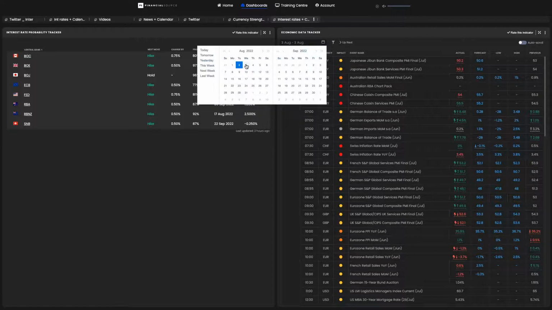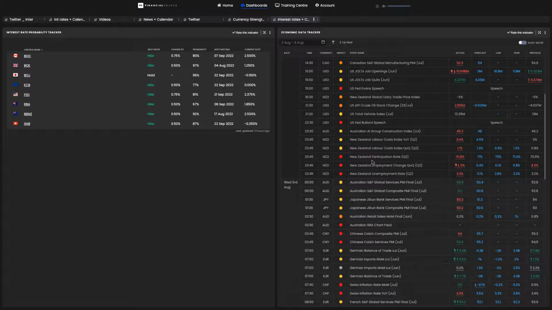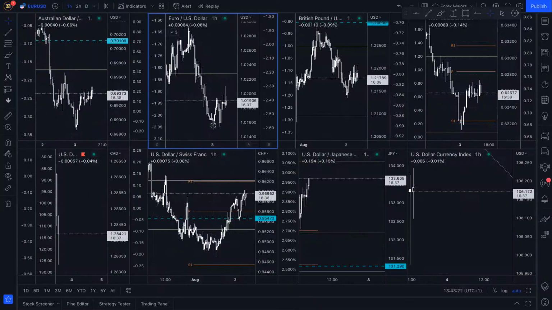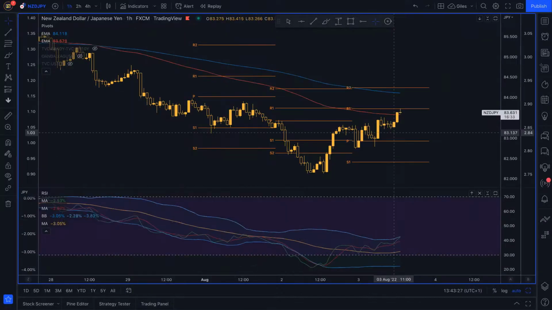Then we'd expect, if we just look at this. New Zealand employment data, see it came out a miss across the board. 70.8% for the participation rate, employment change below 0%, and New Zealand unemployment 3.3%. So below the low expected, all of that's negative. So that means there's a bias to sell the New Zealand dollar. So if we see a miss in yields, then a very nice trade, and you can see I've got this up ready to go, will be a New Zealand dollar yen short. First target 83, second target 82.50.